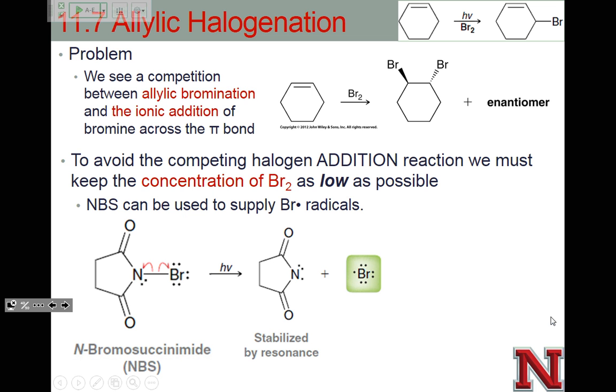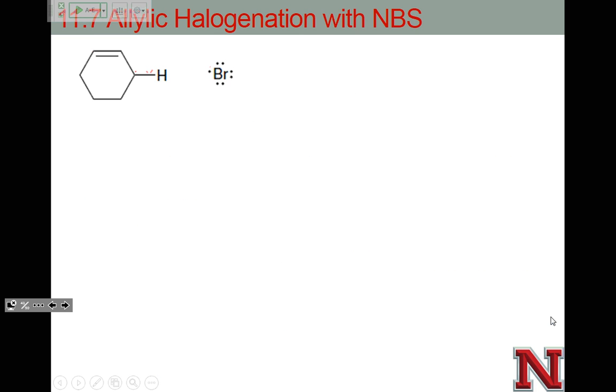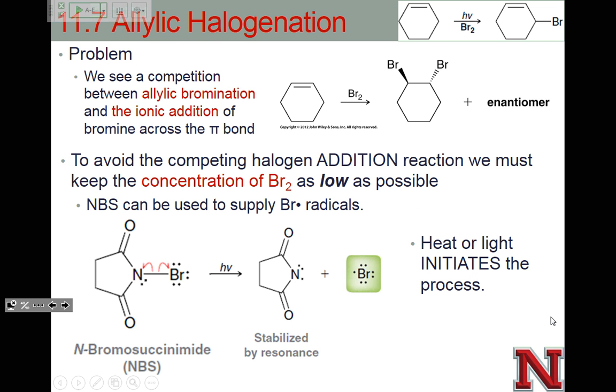So anytime you have a pi bond present, you want to use NBS. Technically, you could use NBS for any bromination. It wouldn't be wrong. But if you have a double bond present, you want to use NBS. You don't want to use Br2, because you don't want this competing reaction, even if you're using light. So heat or light initiates this, and again, you don't need a lot of it. Once you get that bromine radical, then you're going to get the allylic bromination, and you won't have to worry about addition reactions. So that's the key.